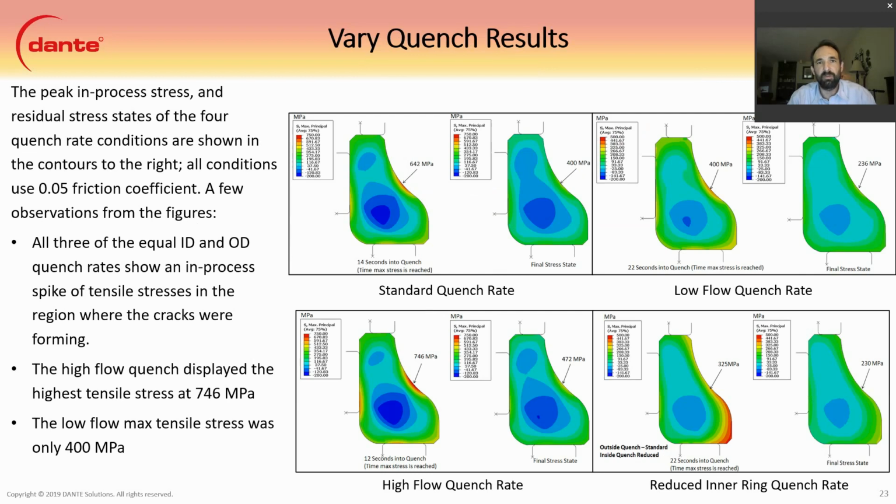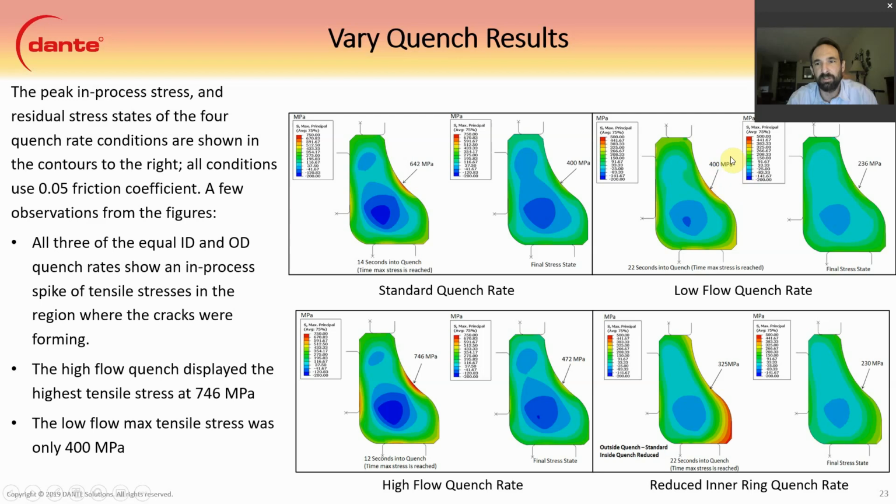These plots show varying the quench rate. So we can see that a standard quench rate, this is with a 0.05 friction coefficient on the top and the bottom die, showed a stress of about 642 MPa, which is high in process, but it shouldn't cause cracking of 52100. You can see the final stress state, we're at 400, so we do drop some of the tension, but we're still in tension out here, which isn't all that good, but it shouldn't crack.